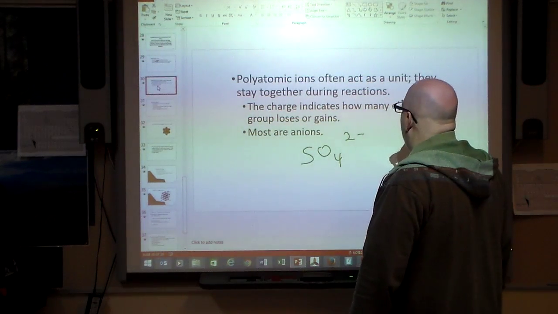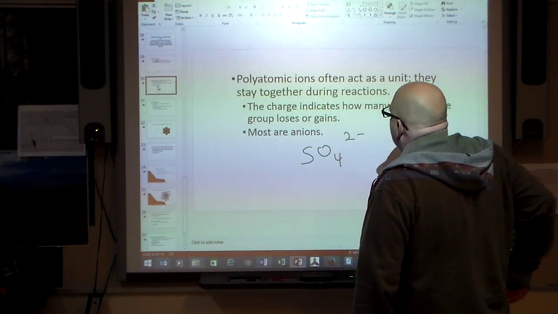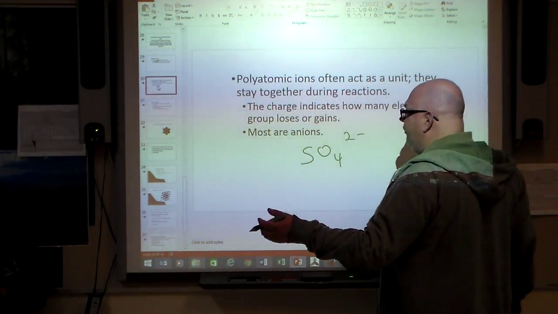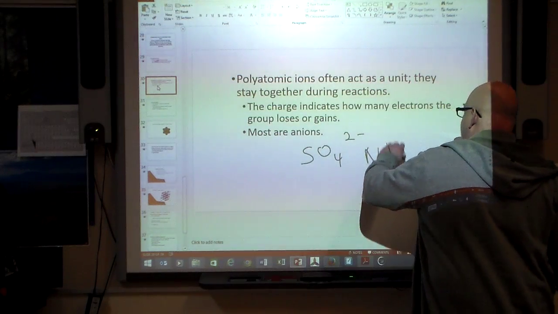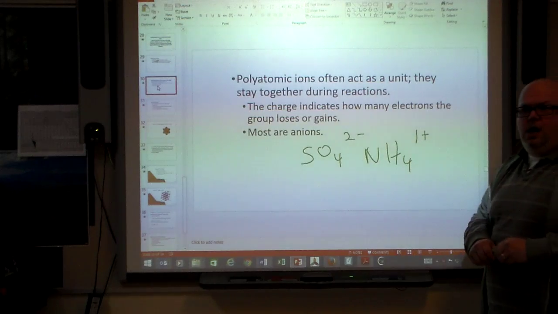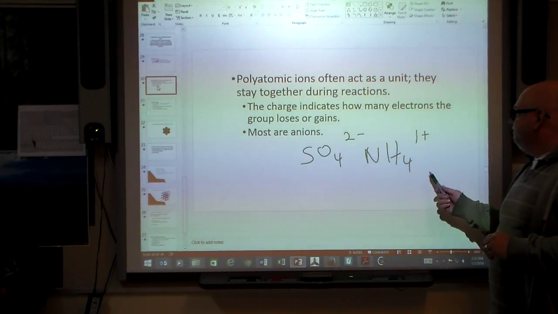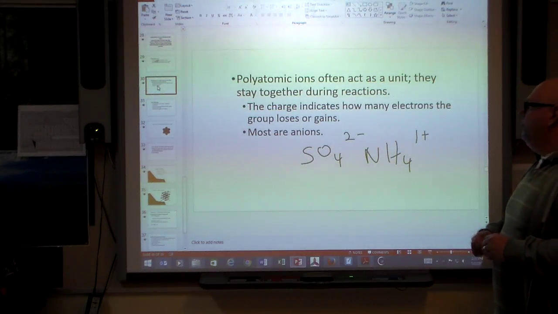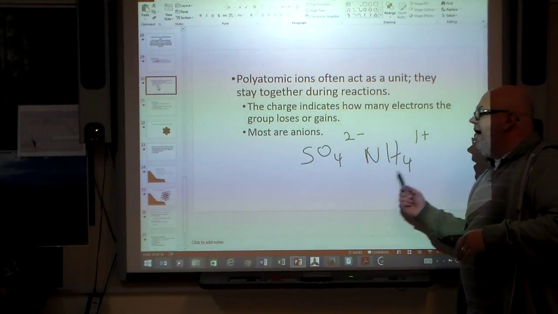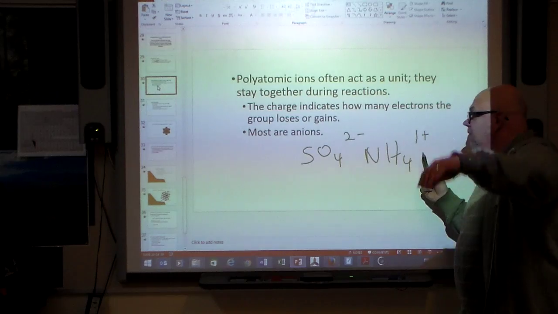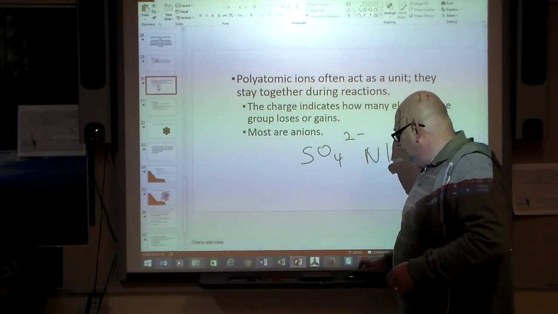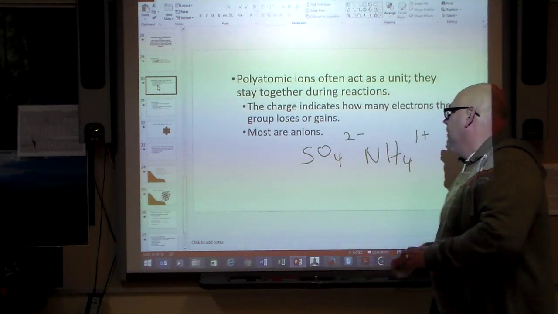Now, as far as, do I know polyatomic ions that are positive? Well, yeah, there is an NH4. That is a polyatomic ion, okay? Polyatomic meaning more than one. In this case, there's a cation here. That's NH4, ammonium, and this is sulfate.